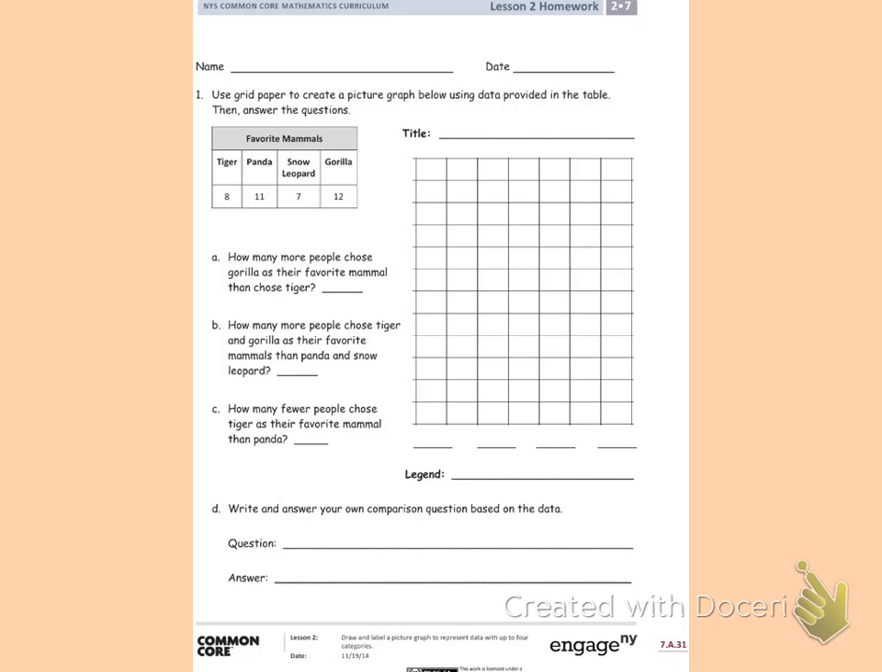As you can see, the table shows the title. The title is Favorite Mammals. So I'll write it here. Since it's a title, I'm going to capitalize it. Both words are capitalized in the title. Now I will begin to create my picture graph.